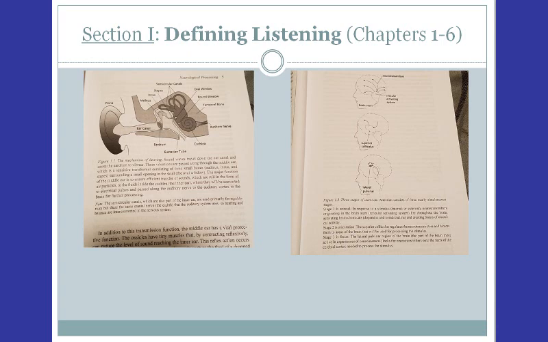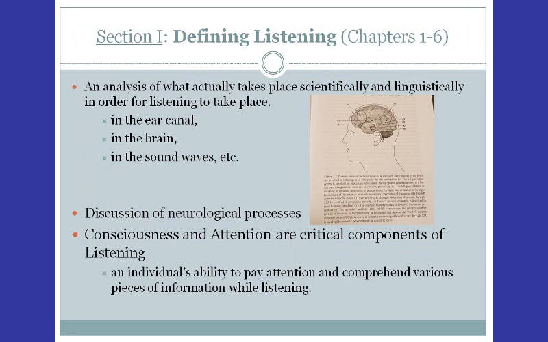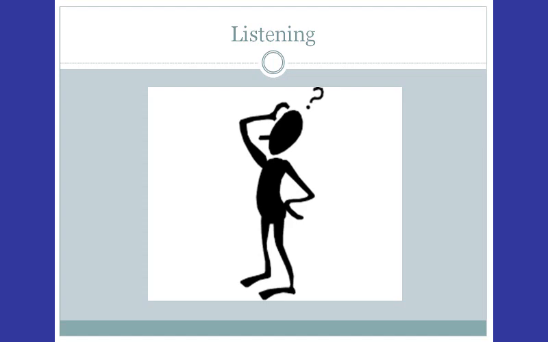So let's go ahead and look at this book chapter by chapter. This first chapter includes a discussion of neurological processes such as consciousness and attention, and these are critical components of an individual's ability to pay attention and comprehend various pieces of information while they are listening. And for second language learners, consciousness and attention affect them because they have to interpret what they are hearing, and they have to pay attention, and they have to comprehend. But in a second language, this is often difficult. One small misunderstanding draws their attention away from what the speaker or whatever they are listening to is saying.